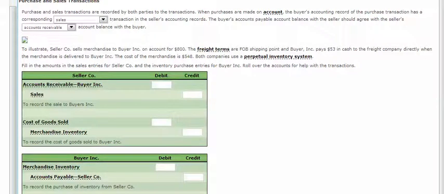For the seller, we're going to have a sale of $800 and an accounts receivable of $800. So accounts receivable $800, credit sales for $800. We're also going to record the cost of that sale, and that's $548.